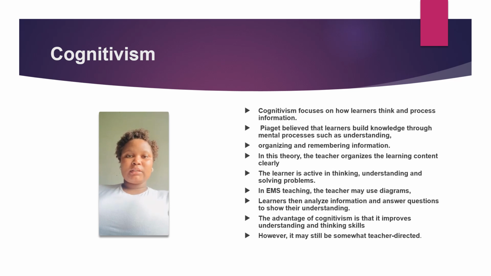Secondly, we're going to be explaining cognitivism theory, the second theory. This theory focuses on how learners learn and how they receive the new information they just learned. The teacher is responsible for organizing this information to be clear and easily understandable to learners.